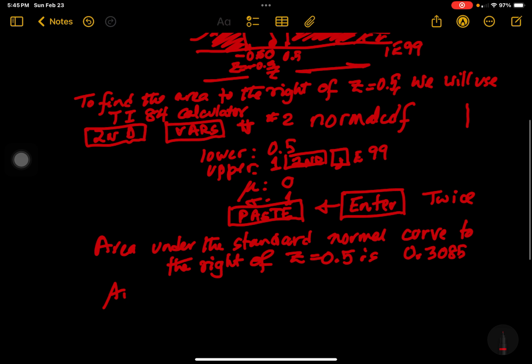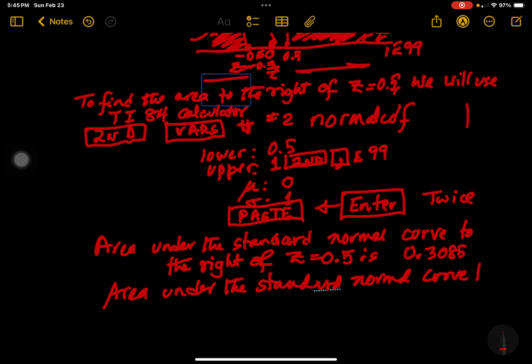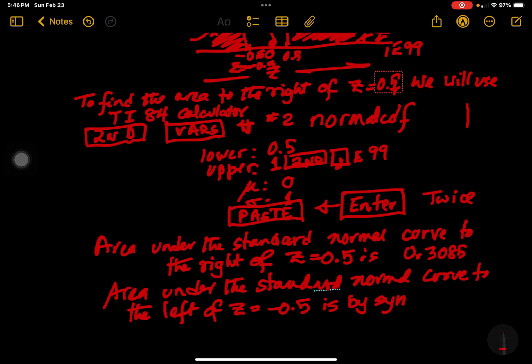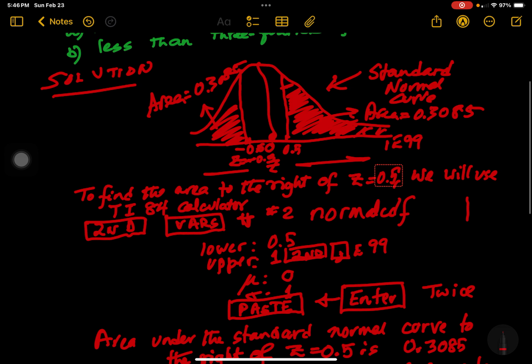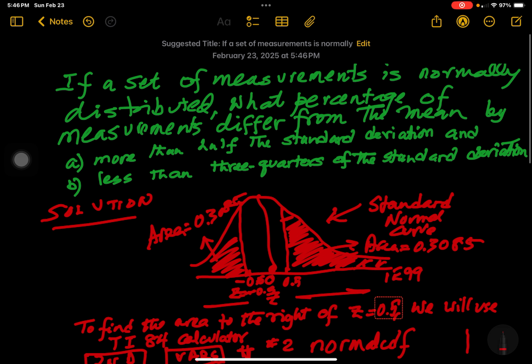So area, let me clear that, area under the standard normal curve to the left of z equal to minus 0.5 is, by symmetry, 0.3085. So the question was, what percentage?